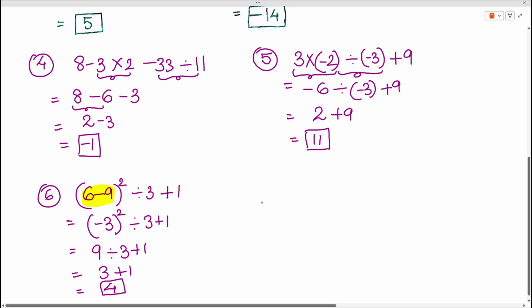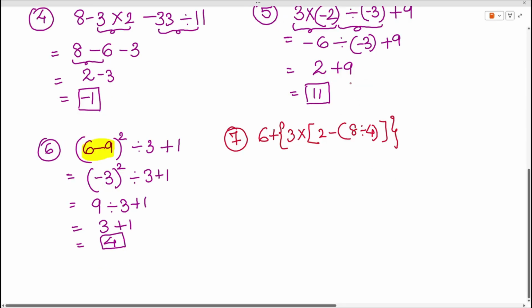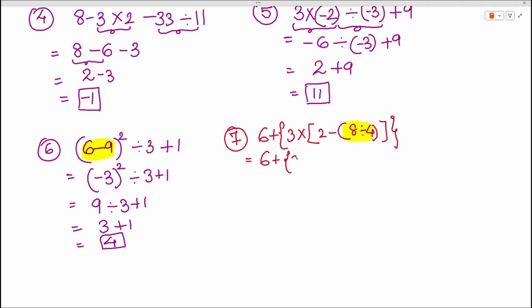We'll try out one last question with the nested bracket. So let us take 6 plus 3 times 2 minus 8 divided by 4. Now we can see there are 3 types of different brackets over here. So the first thing we'll do is solve the innermost bracket, which means this is going to give us 6 plus 3 times 2 minus 8 divided by 4 just gives us a 2 and the bracket closed.